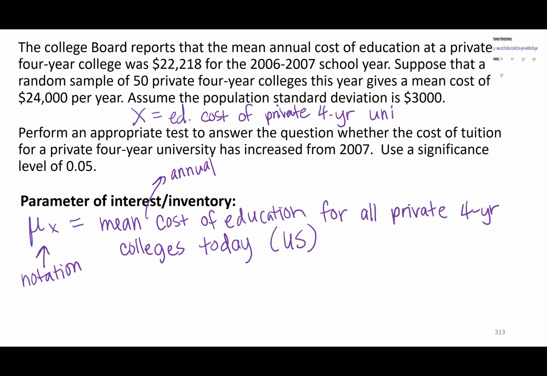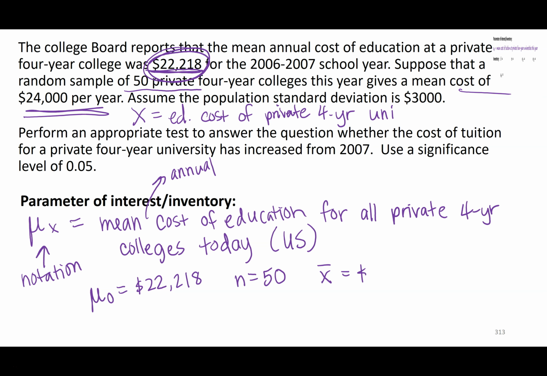So my inventory. Things to note: I'm looking at this claimed value. This value does not come from the sample. It comes from a claim. The College Board reported that this was the cost. So this is my claim, mu naught, 22,218. I take 50 colleges, so that's my sample size n. And then I have a mean cost per year for my sample of 50. That's X bar. It's 24,000 per year.